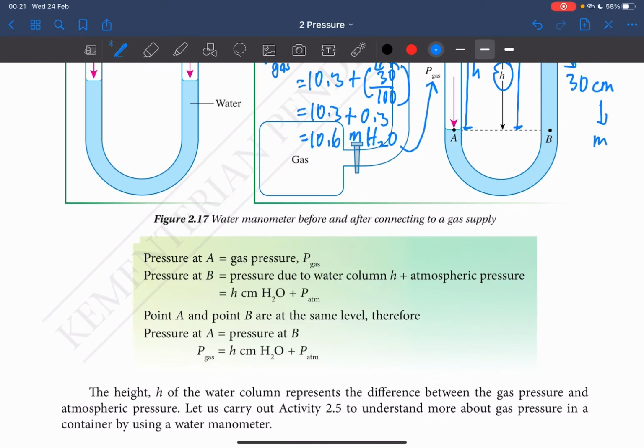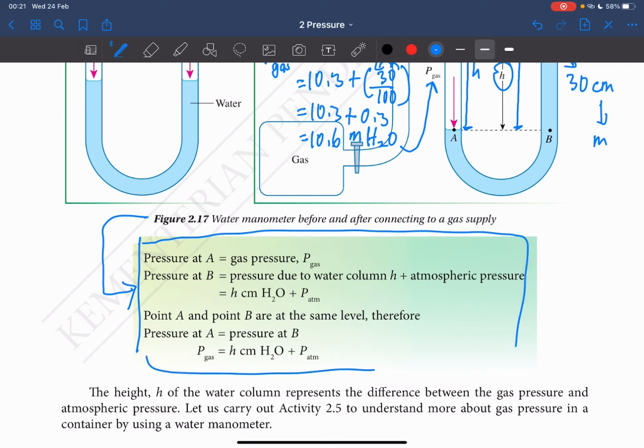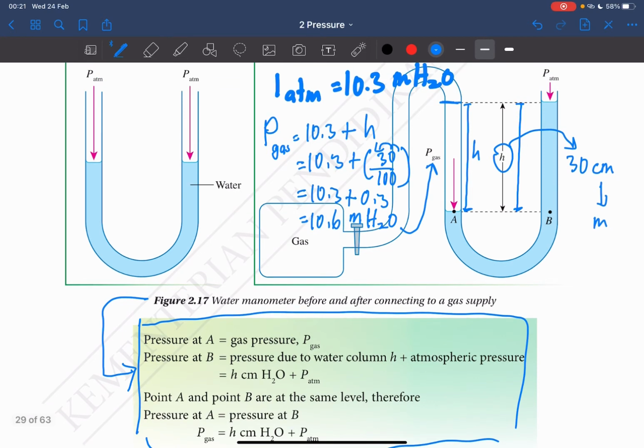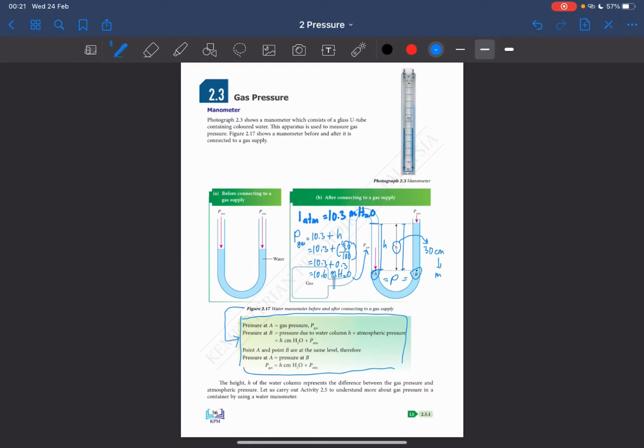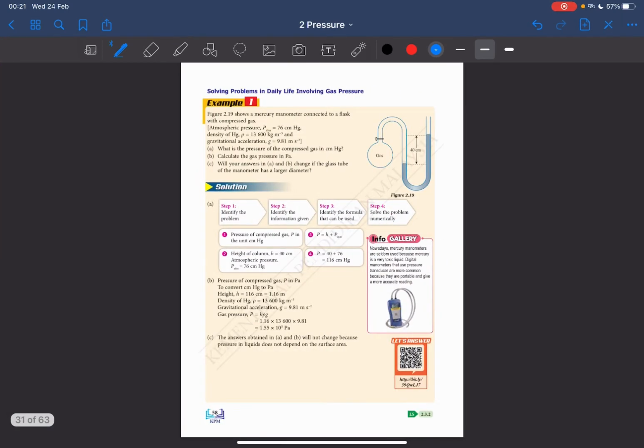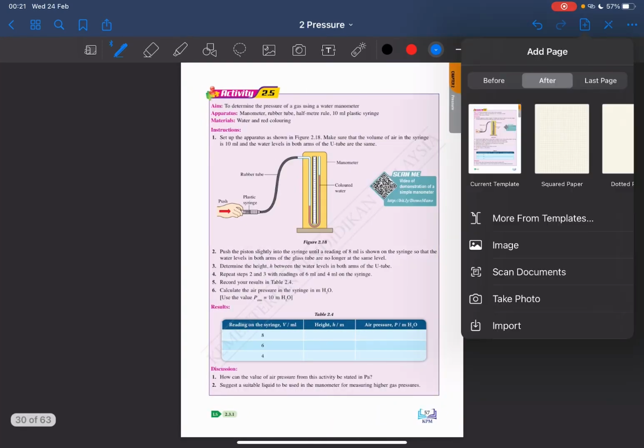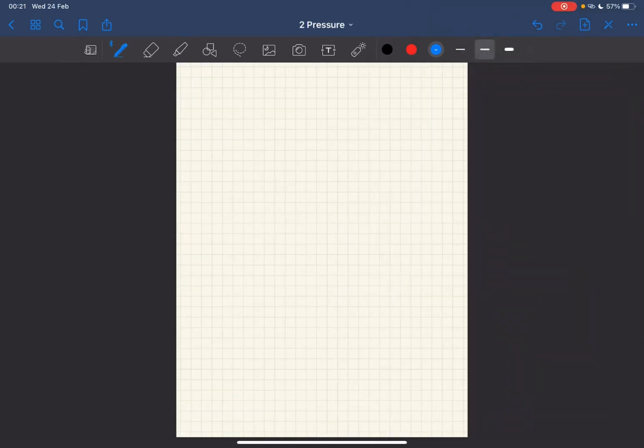Basically what I have just said is what is displayed here. Okay, A and B, same level, same pressure. Let's see next example. Okay, before we see the example, let me give you another situation. Let's see.